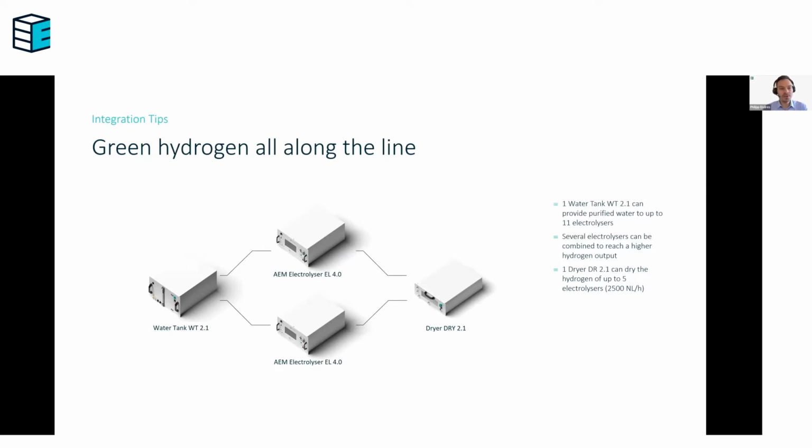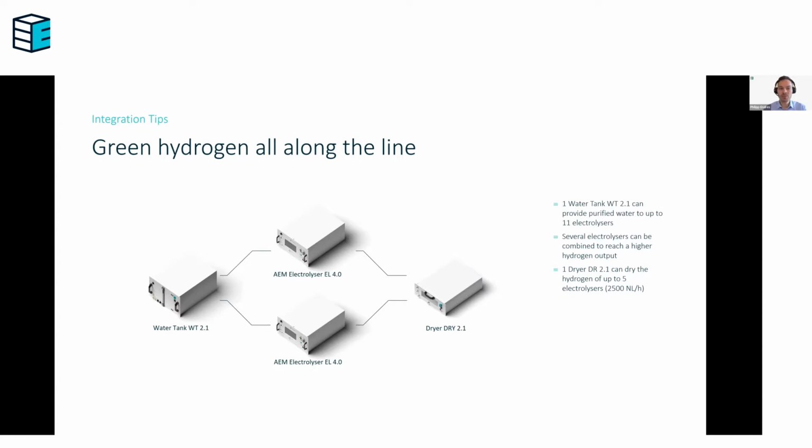Okay, so first of all, what are Enapter's products? We have a water tank, we call it the WT 2.1. Then we have the AM Electrolyser EL 4.0 that we just talked about. We have the dryer 2.1. And additionally, we have the multi-core and we have our EMP modules for communication of other devices. But in this presentation, I would like to focus on the devices that you can see here, because they are most relevant when we talk about integration.